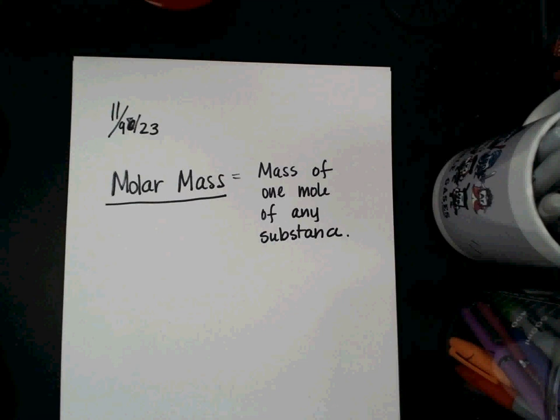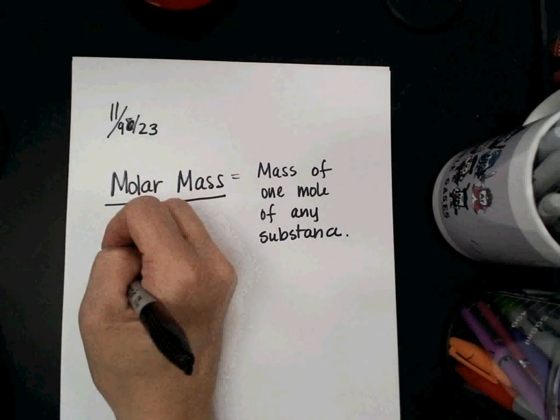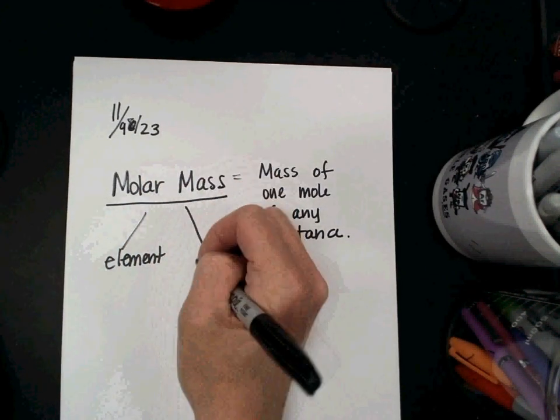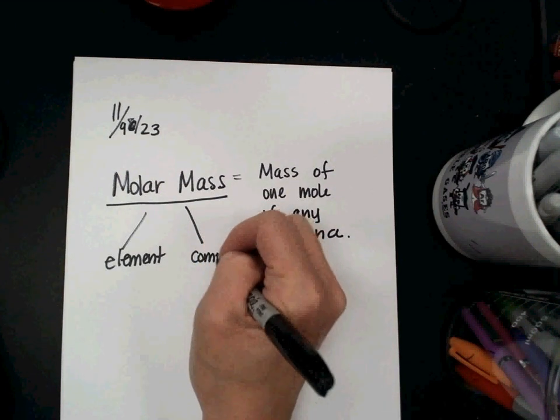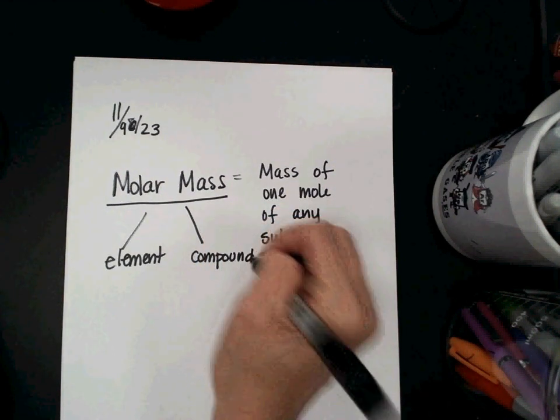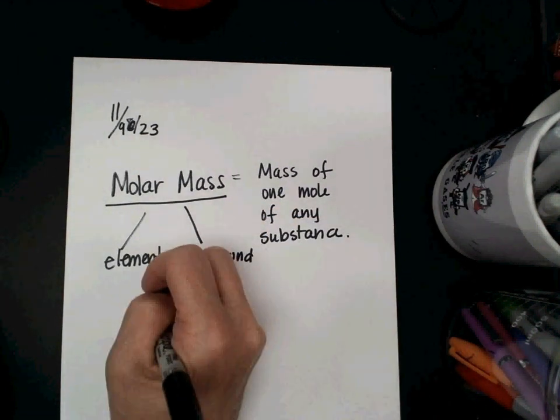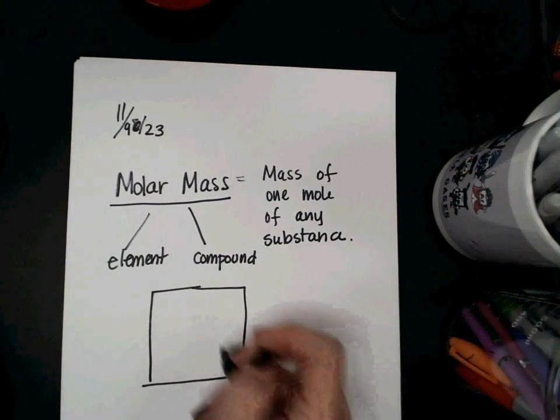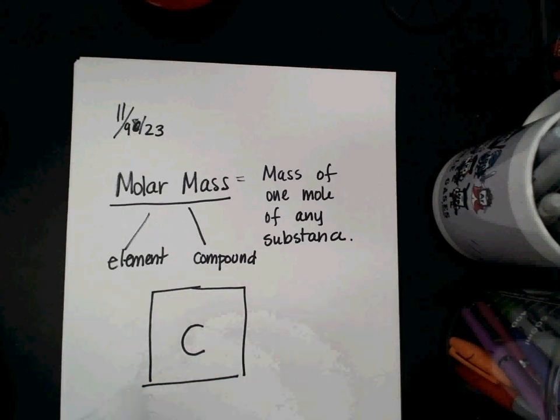Okay, so molar mass is the mass of 1 mole of any substance. It can be an element, it can be a compound. If you think about your periodic table and the way it's set up, each one of those things has a box of its own. Each one of the elements has its own box.